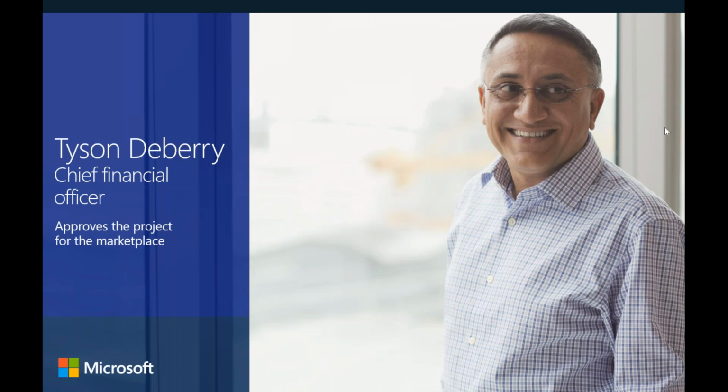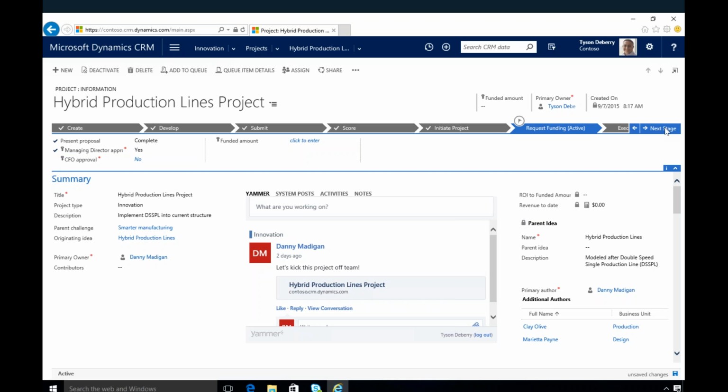Once he's done all of his tasks, marked them all as complete, the project's going to go to Tyson DeBerry, who's the Chief Financial Officer, and he's going to actually approve Danny's test project for the marketplace. So Tyson has to go in and review the project and approve it, and he can just simply click yes once he's decided that this is a good project, and he can actually indicate the amount that he's going to fund this project for. Again, he can use Yammer to notify the team of his decision, and then they are good to go. The project is ready to be executed and actually promoted into the marketplace.